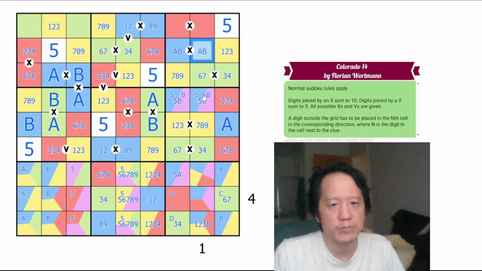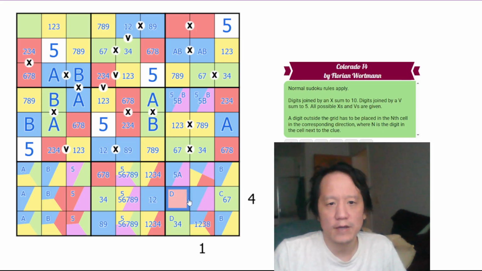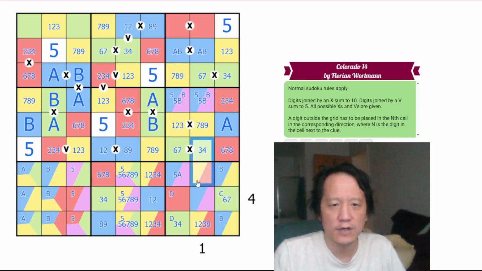So this still could be both blues here. This is one... Okay, this can't be red, because then these two would basically add up to 10, guaranteed. So this is blue or pink. This is blue or pink, and this is blue. That eliminates blue or pink in the rest of the column.